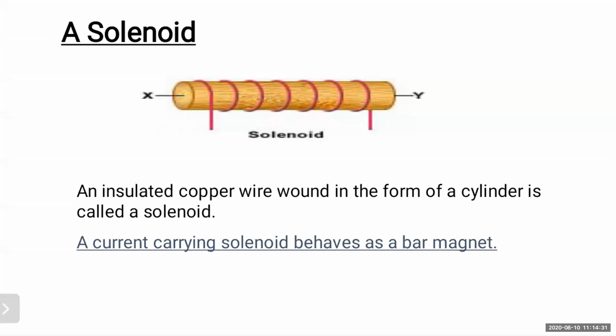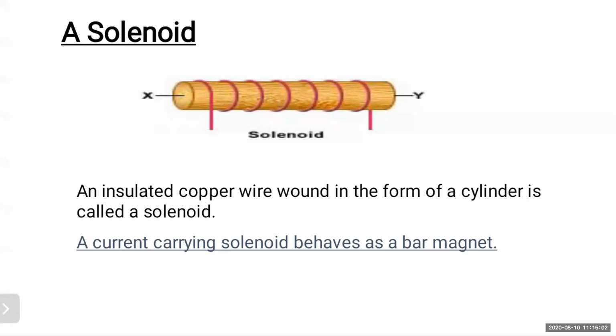It has a number of loops. It looks like a spring, like a cylinder. So this is the solenoid: a coil of many turns of insulated copper wire wrapped in the shape of a cylinder.